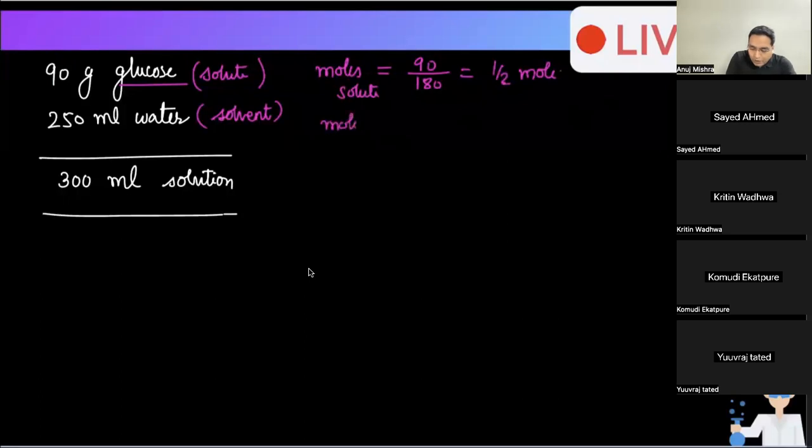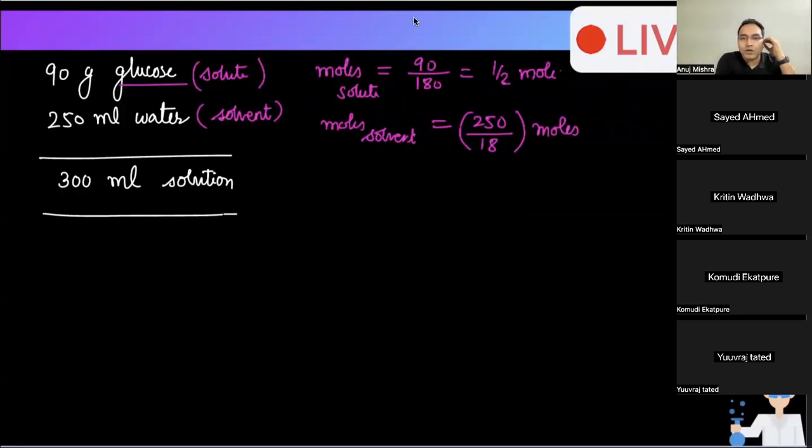Likewise, what are the moles of solvent we have? It is 250 divided by 18 moles. This much information all of us carry. Isn't it? If this is clear, please type 1 in chat box. So this is fine. This is okay. We understand this much. Let me do a concept clarity poll.